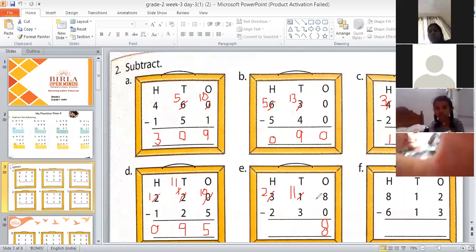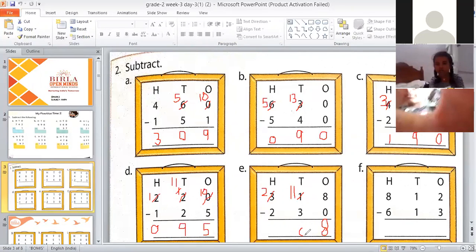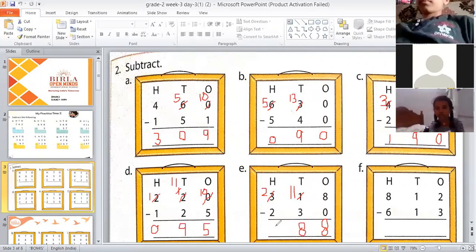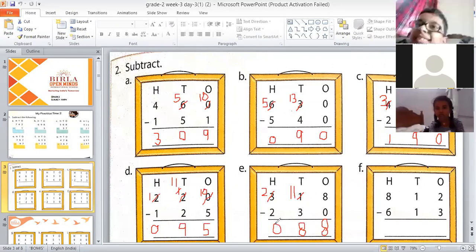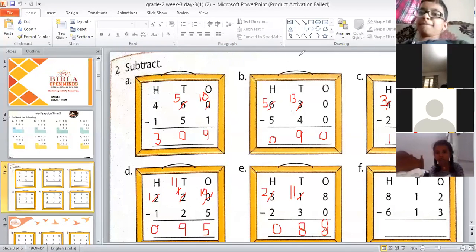That's correct. So now tell me, Dhriti, 11 minus 3, how much? 8. Very good. 11 minus 3 is 8. We will write here 8 in tens place. That's the correct answer. And in hundreds place, Dhriti, 2 minus 2 is? 0. Yes, 2 minus 2 is 0. That's the correct answer.